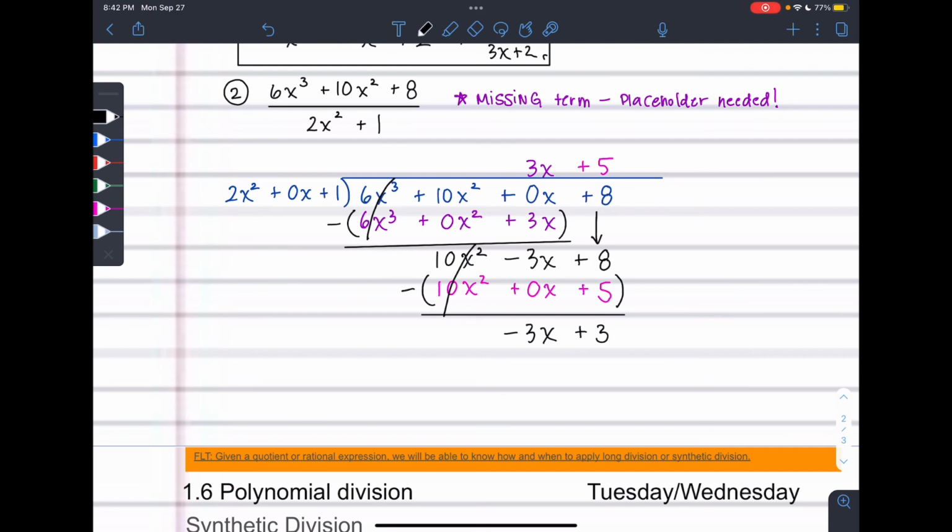So we have our quotient, we have our remainder, and we have our divisor. When we write our answer, it's the quotient plus the remainder over the divisor. So our final answer will look like 3x plus 5 plus negative 3x plus 3 all over 2x squared plus 1.